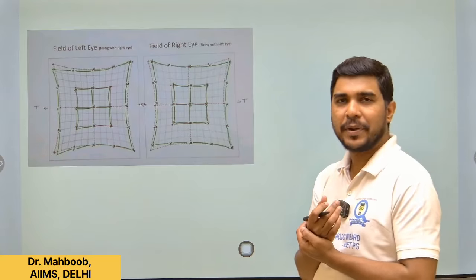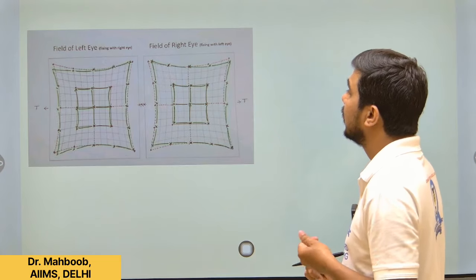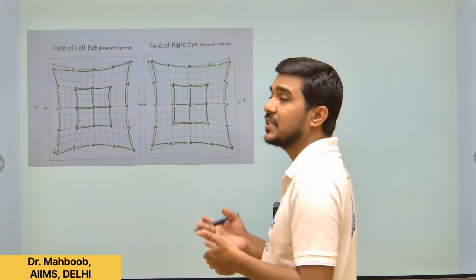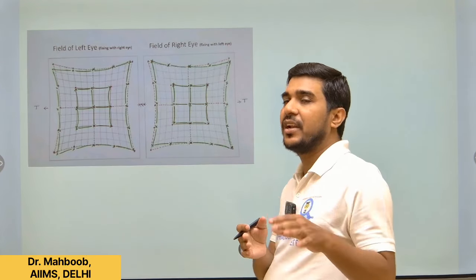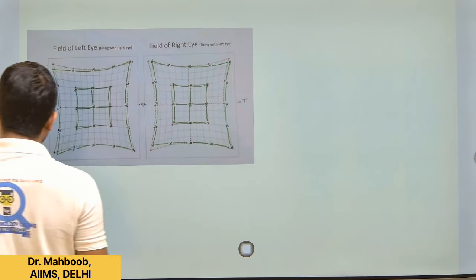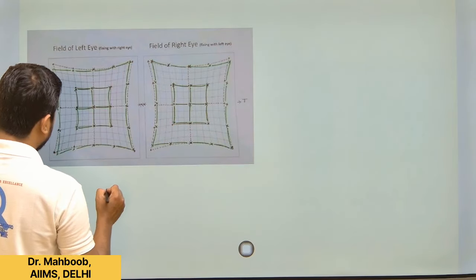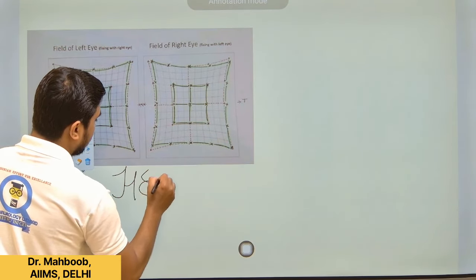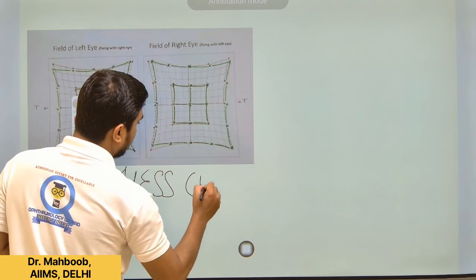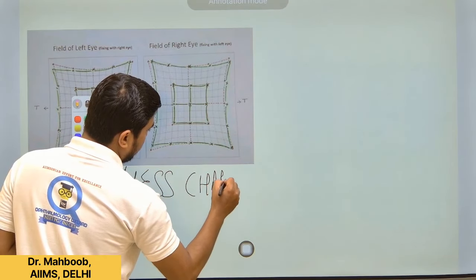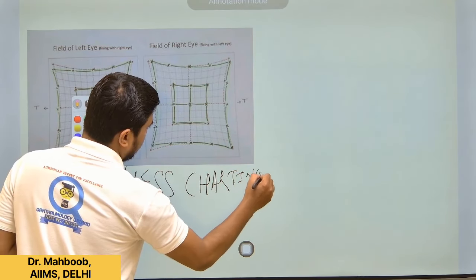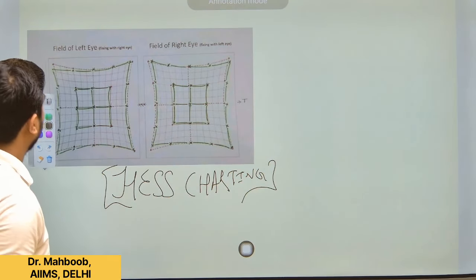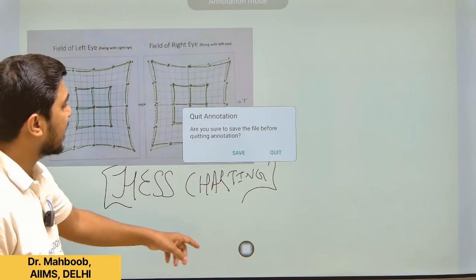Just put your brain here. Hess charting. This is a Hess charting for extraocular muscle palsy, suppression, things like that. So this is nothing but this Hess charting. Understood? Hess charting.